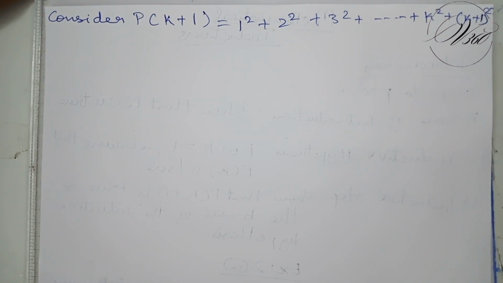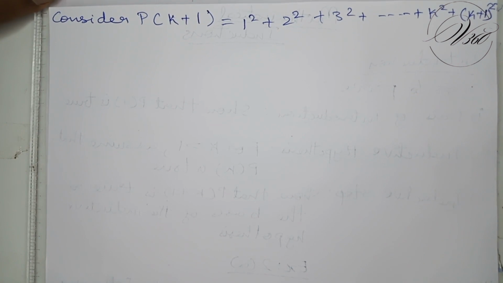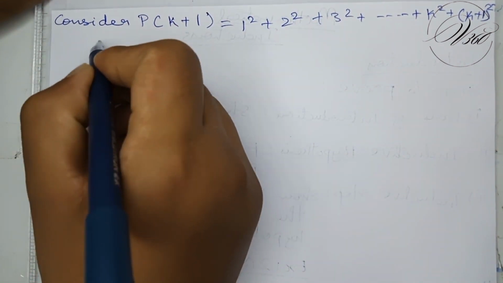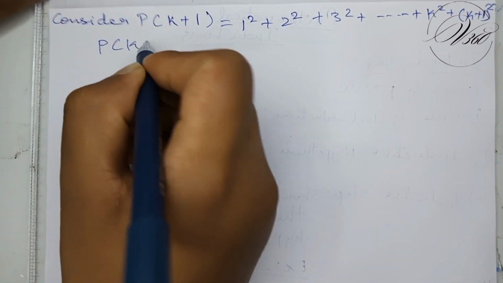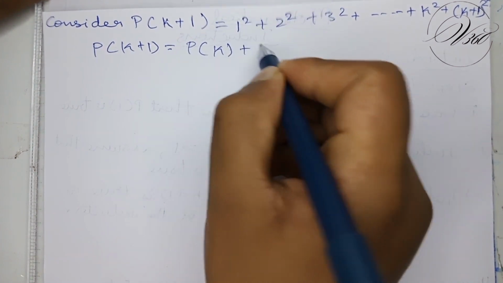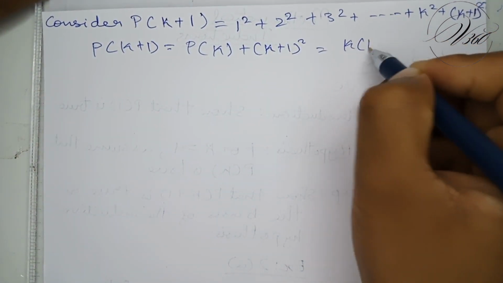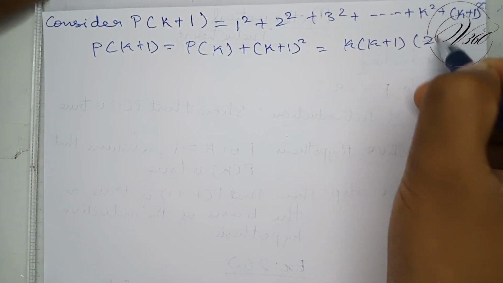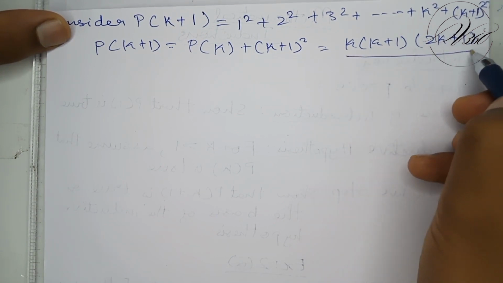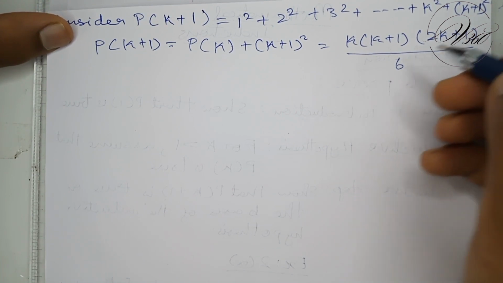Now I will get here P of k plus 1 is equal to P of k plus (k plus 1) square, which is equal to k(k plus 1)(2k plus 1) by 6. Here we will get another addition. I will write it down.